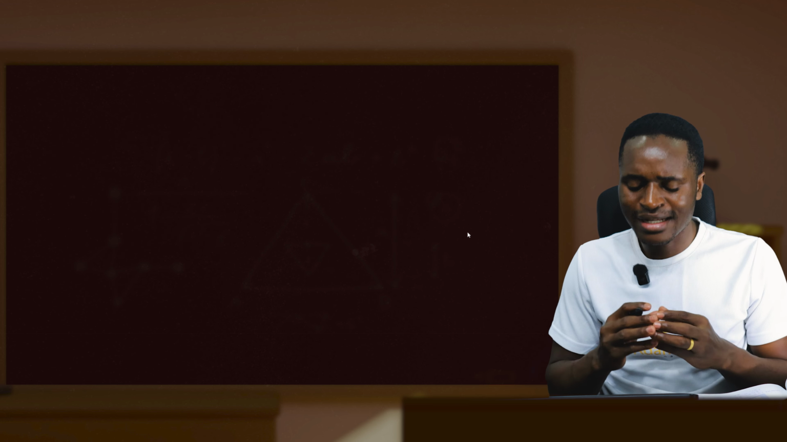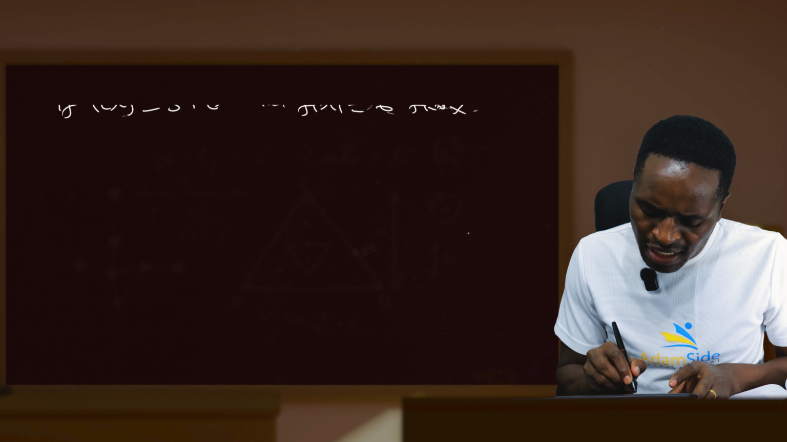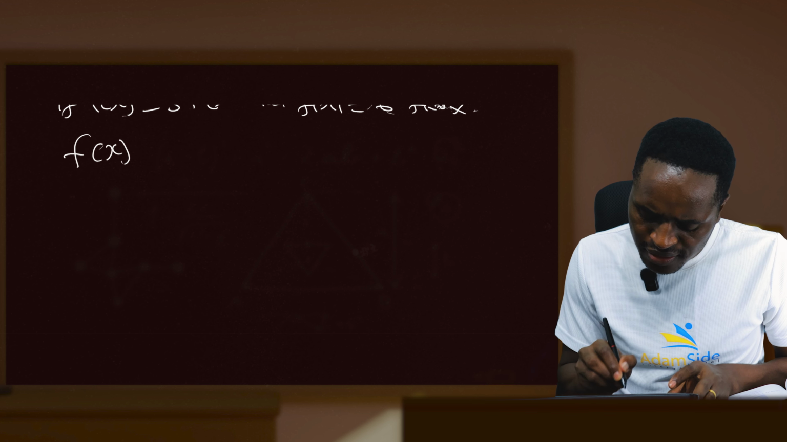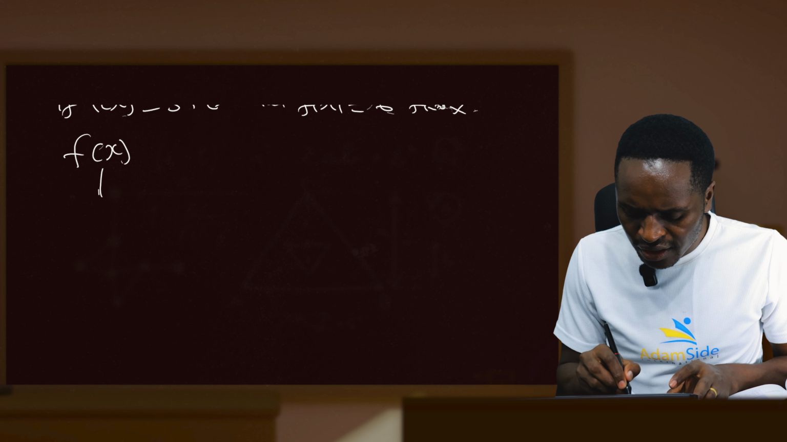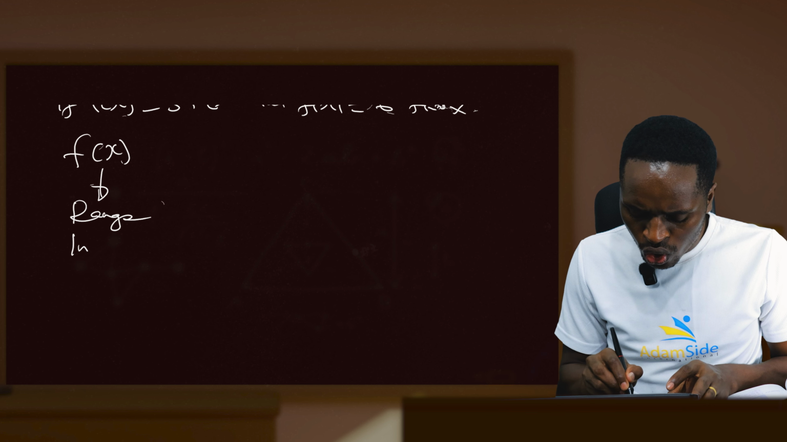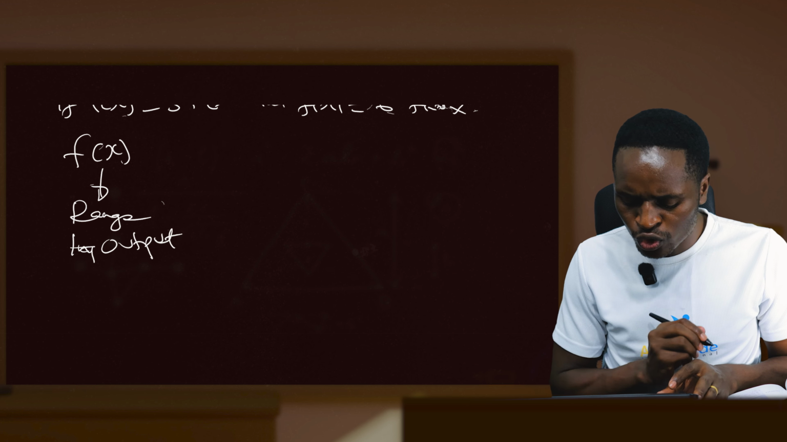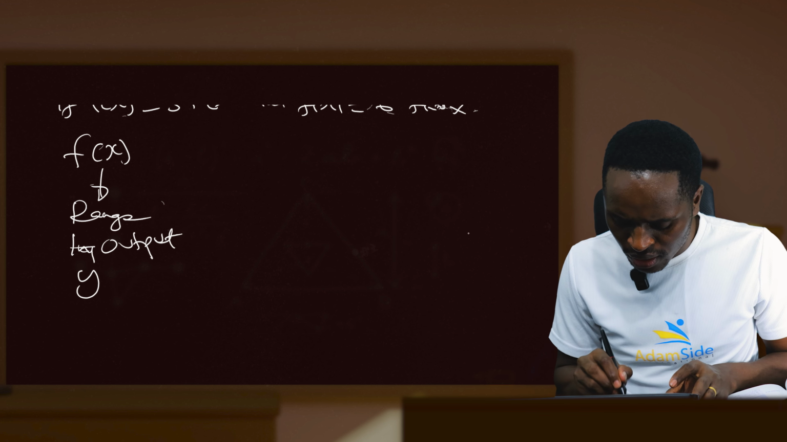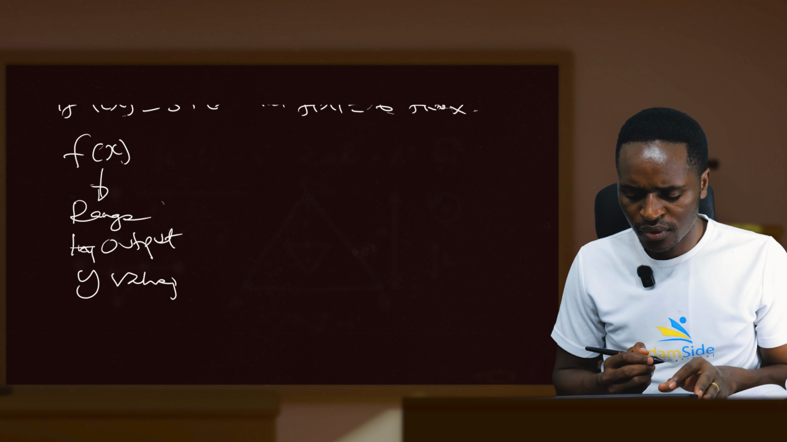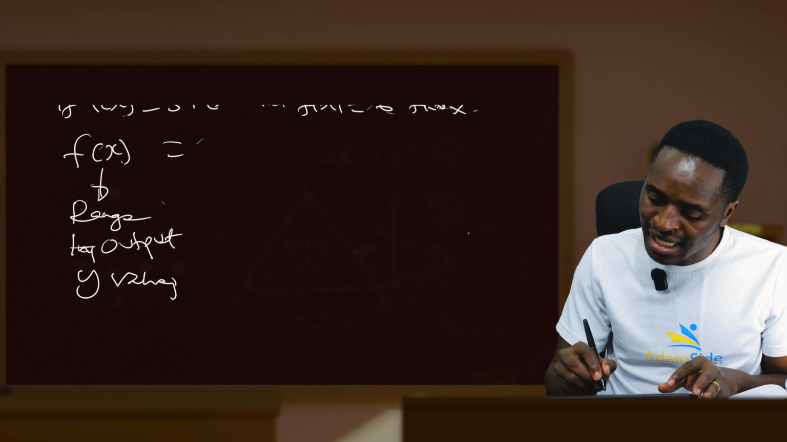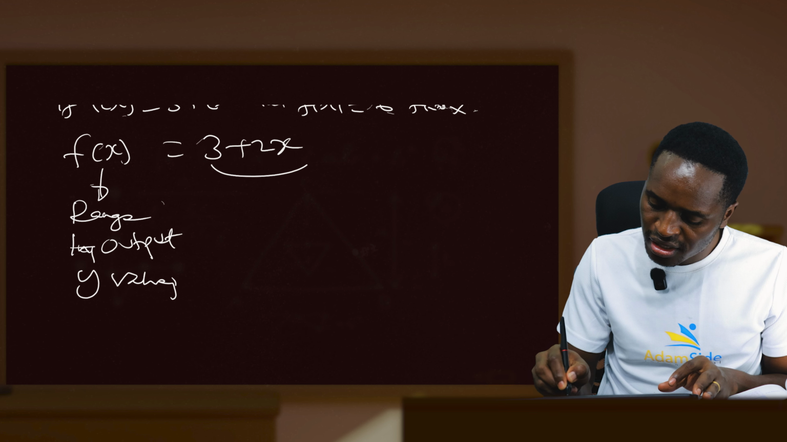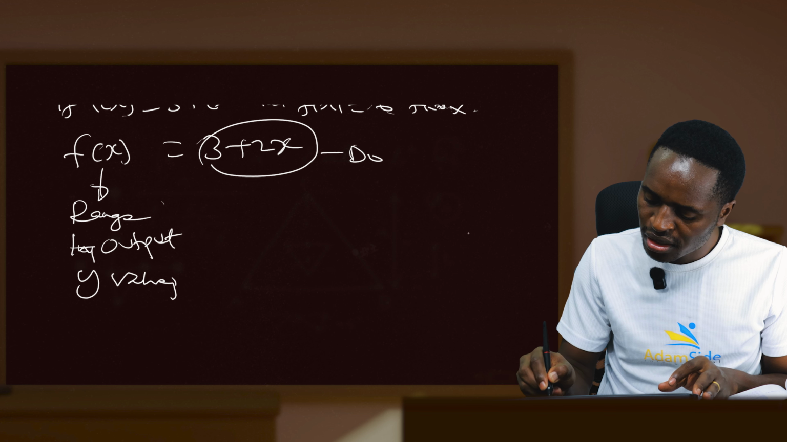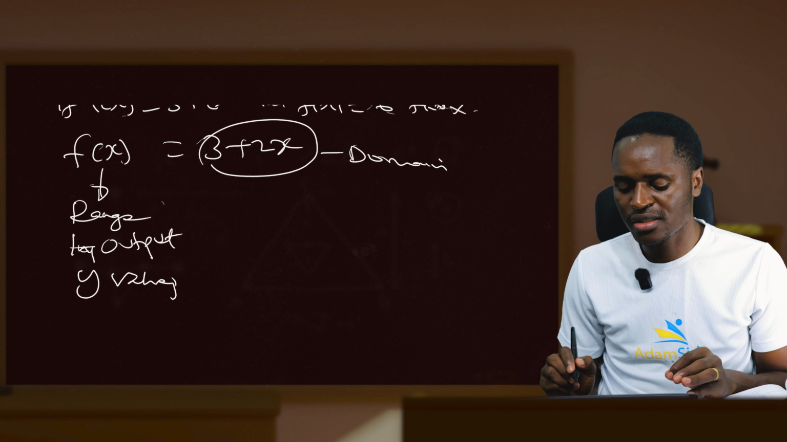Now, what we need to understand, another thing that we need to know. So we say in a function, f of x represents the values of range, or we say output. The range, output, or values of y. Then this other side, 3 plus 2x, this one represents what? The domain, where the domain is.